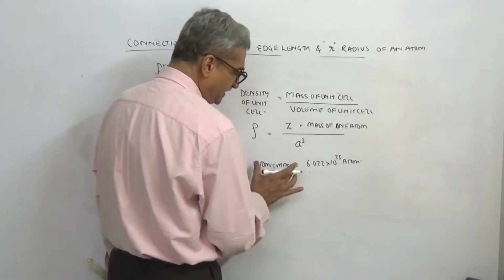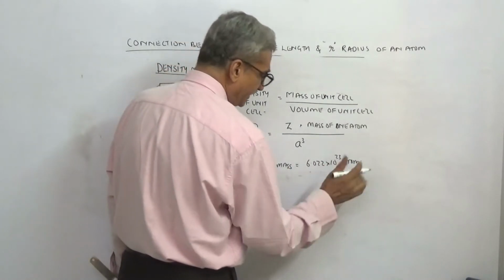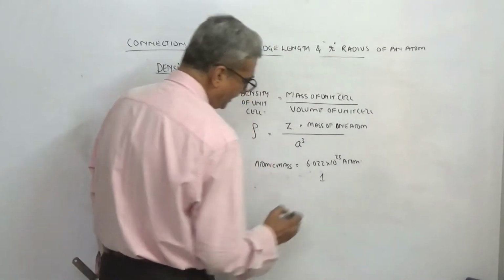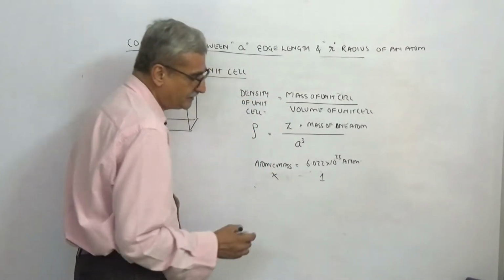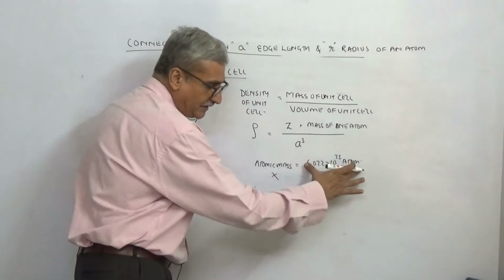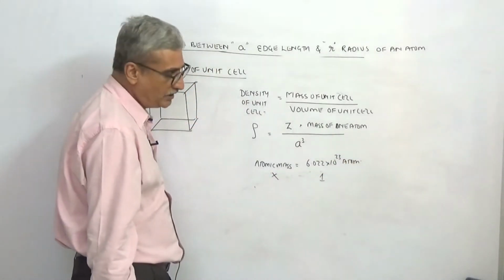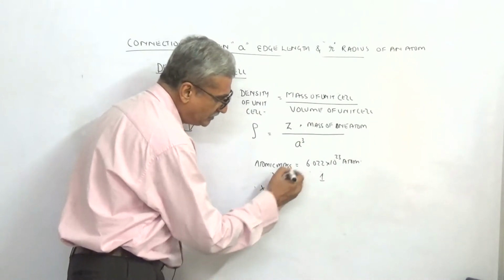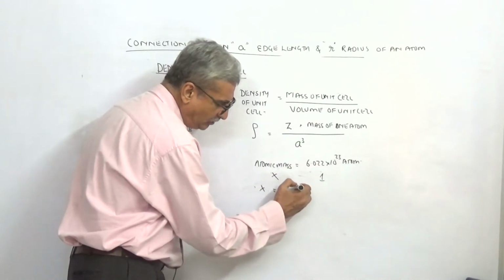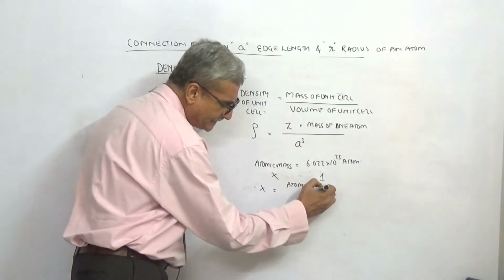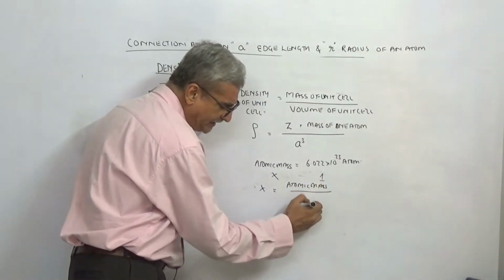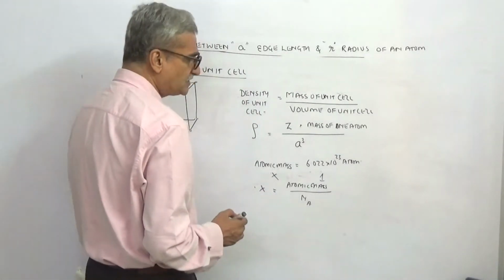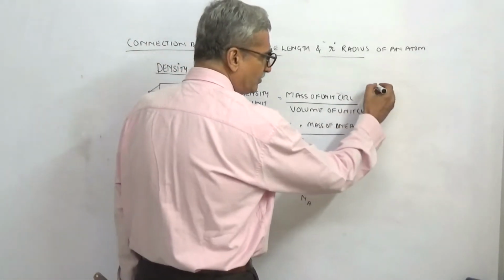This mass is of 6.022 into 10 raised to 23 atoms. So what is the mass of one atom? This much mass is the mass of 1 mole of atoms. So one atom will have how much? So that x value becomes equal to, if you cross multiply, atomic mass upon Na. Na is Avogadro's number, 6.022 into 10 raised to 23. Substitute that, so our work becomes easy.